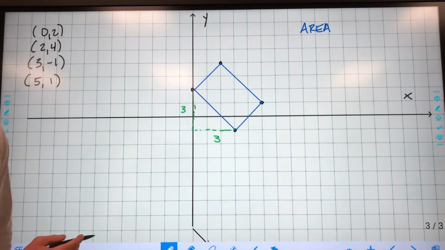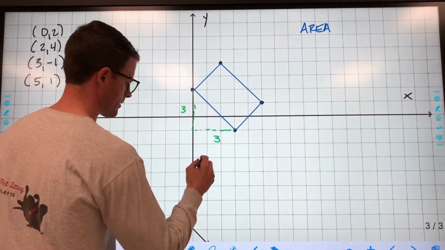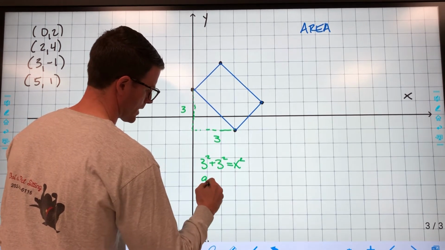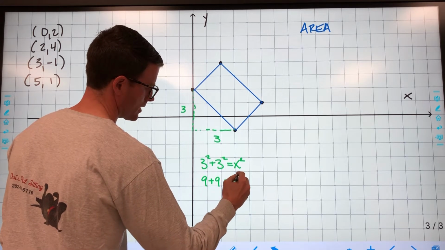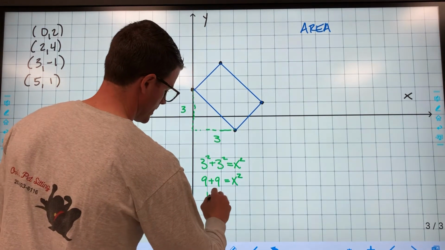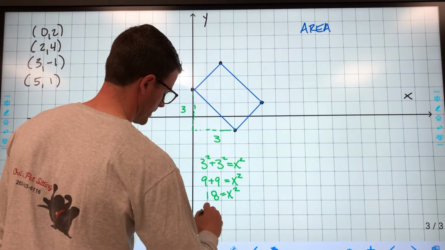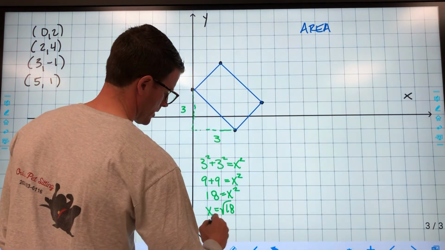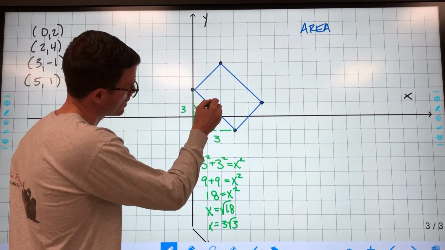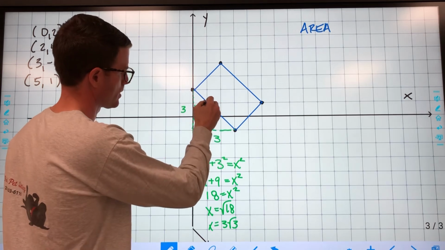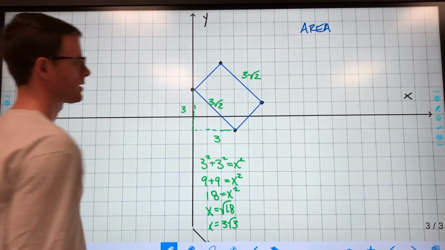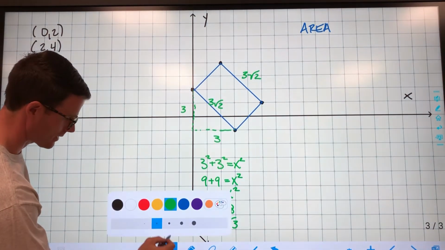All right, so to find x here, 3 squared plus 3 squared equals x squared. So 9 plus 9 equals x squared. I could also say, hey, this is a 45, 45, 90. So it's going to be 18 equals x squared, right? X equals the square root of 18. And so x equals 3 root 2. All right, so this side right here is 3 root 2. So is this side, right? It's a rectangle.